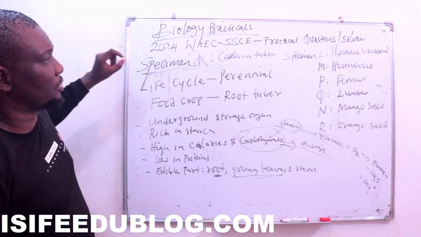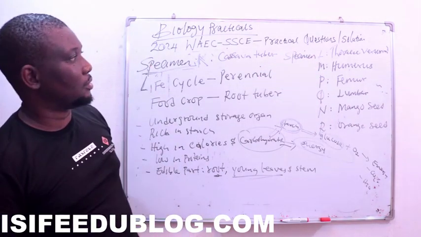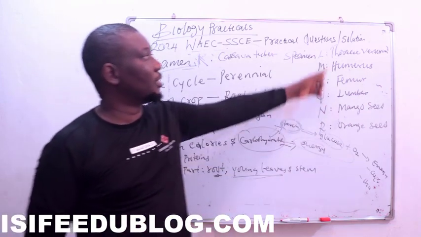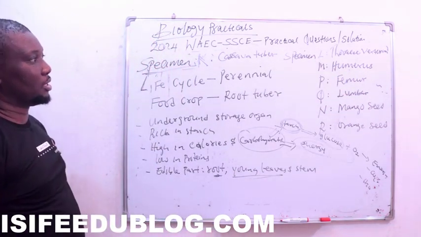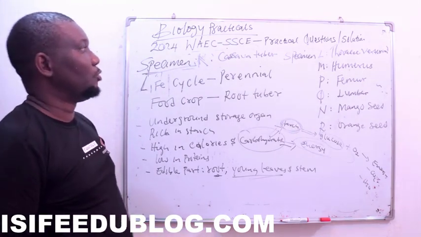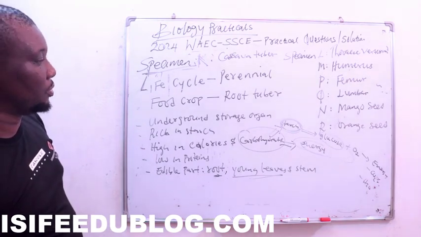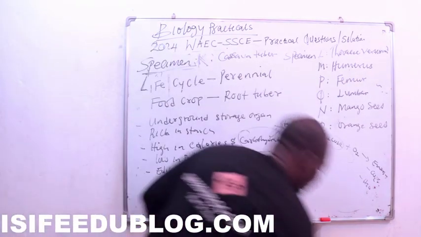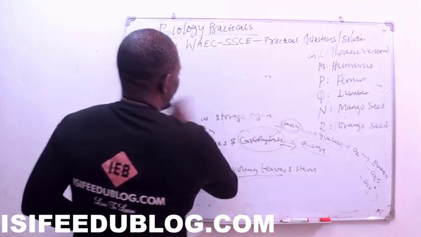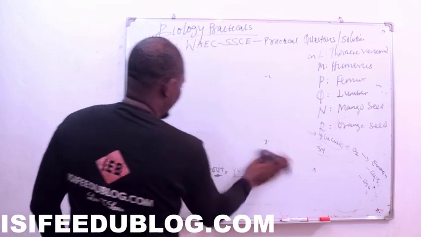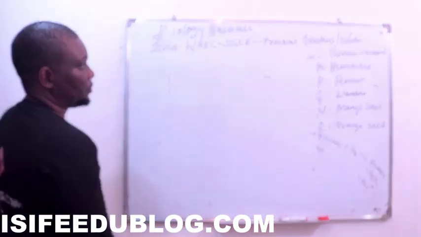The next specimen I would like to run in this video side by side is at the right hand side of the board: the thoracic vertebra, lumbar vertebra, and femur. Thoracic vertebra is specimen L, M is the humerus, P is femur, Q is lumbar. So let's start with a few important pieces of information about these specimens.